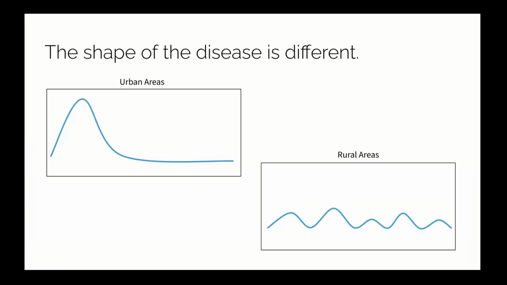And what do I mean by shape? If you think about looking at a long-term chart or graph of active infections, we see a very different pattern in urban areas than we see in rural areas. So the chart on the left is the prototypical active infection graph for an urban area, which has a very large spike and then a fairly rapid decrease and then a plateau.